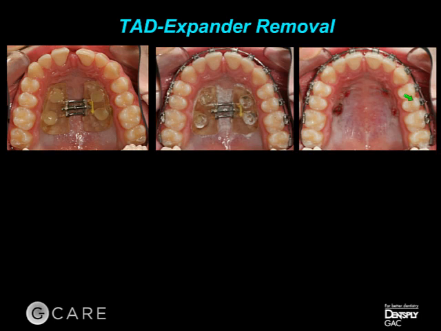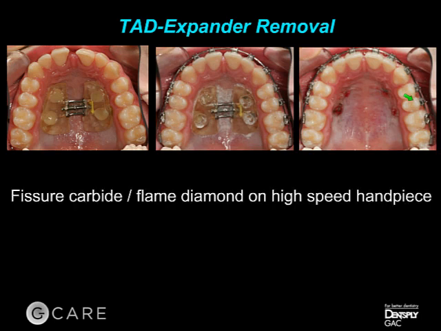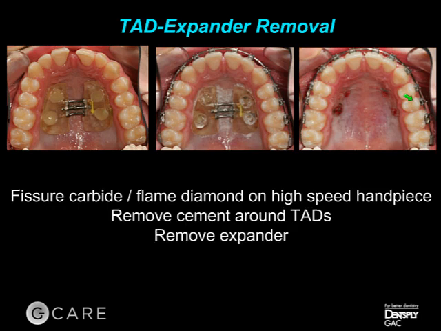So you can use whatever you want. I've preferred a Fisher carbide, and I've also started using crown cutting pliers that really just go through the acrylic to grind out the area very well. Remove the cement around the TADs, and then you can either remove the TADs first and then remove the expander, or remove the expander and then remove the TADs. It's completely up to you. And then I instruct the patient to rinse with warm salt water for 7 to 10 days, and then it looks like nothing was ever there.